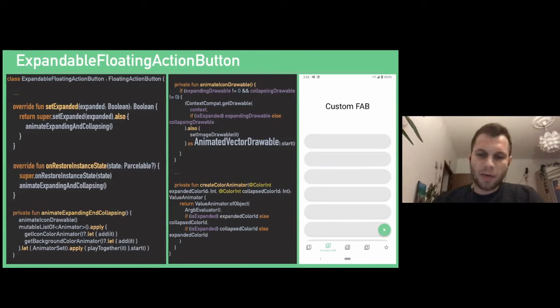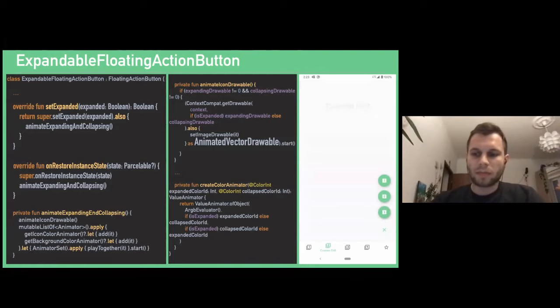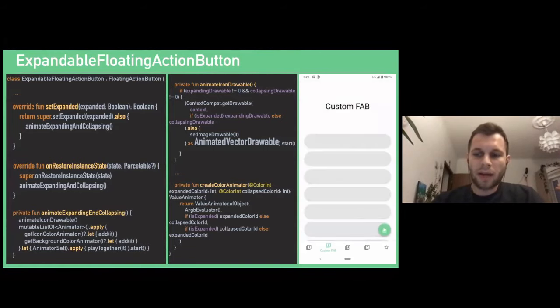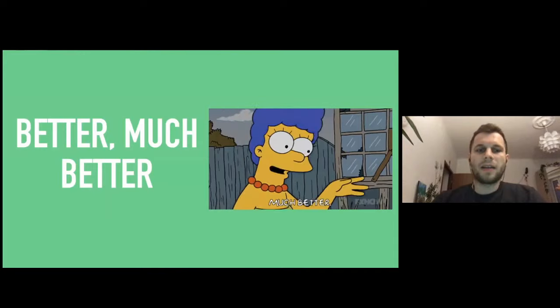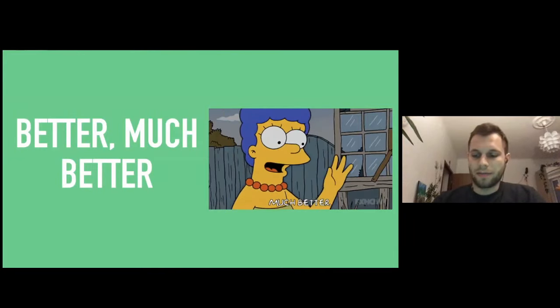And how does it look right now? We can see that we've got a background, we've got an animation for the icon, and there is no problem that we can scroll the view while SpeedDial is showing to us. So I think that it looks much better.